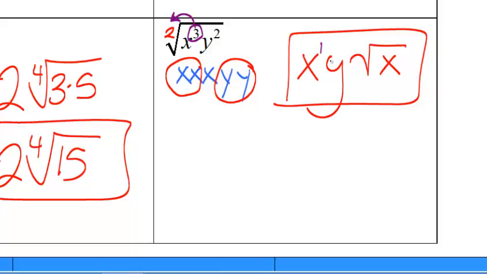And then how many leftovers do you have after you've taken away a group of 2? Well, you only have 1. So you could probably think about that in your head. So 3 divided by 2 is 1, leftover 1. The 1 goes here, the leftover 1 goes here.